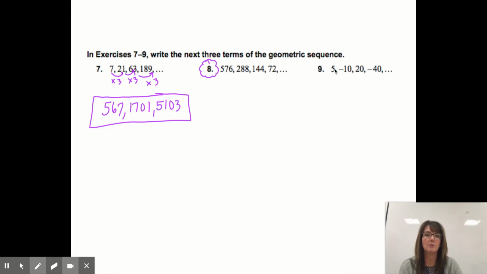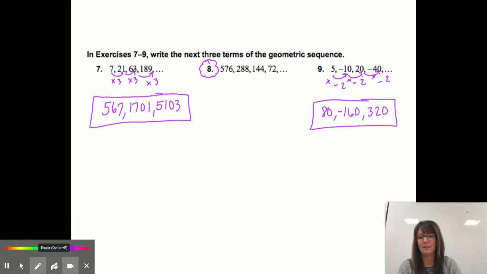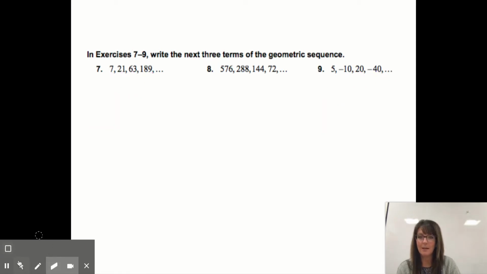Number 9, here's one of those on-off switches, right? So we know that our ratio is going to be negative. So 5 to -10 is -2. -10 times a -2, right? And times -2. So the common ratio is times -2. So when you take -40 times -2, you get a positive 80. 80 times -2 is a -160. -160 times a -2 is a positive 320. Easy peasy, lemon squeezy.